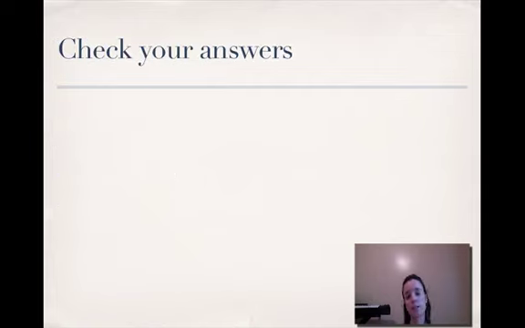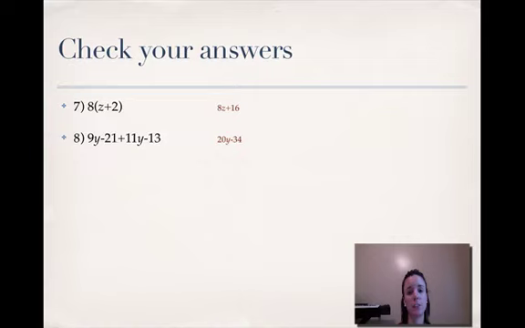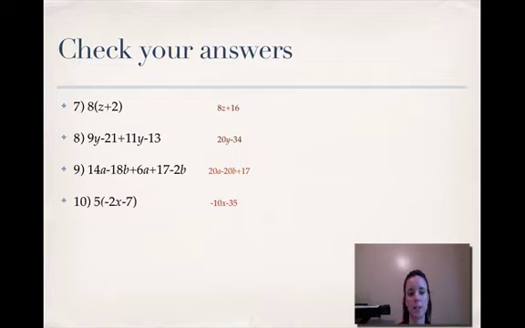And next we're going to check answers. So for number 7, you should have gotten 8z plus 16. Number 8 simplified to 20y minus 34. Number 9 simplifies to 20a minus 20b plus 17. And number 10, you distribute and you get negative 10x minus 35.